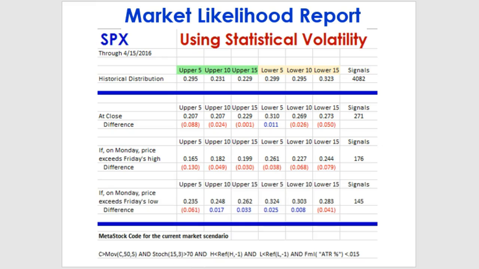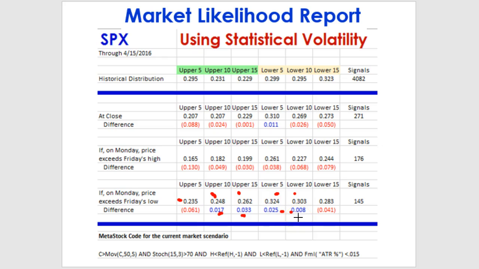Let's go down to if it goes below Monday's low. Look at this. If it goes below Monday's low, the upper band is struck less often. The upper 10 and 15-day bands are struck a squeeze bit more. Not much, but just a little bit. The lower 5 and 10-day bands are struck just a squeeze bit more. Nothing huge to write home about, though.